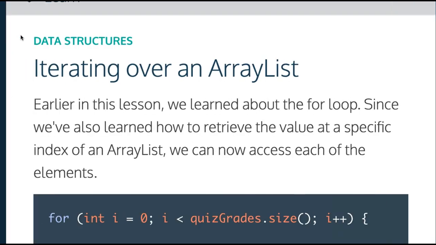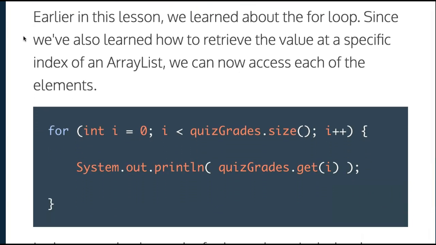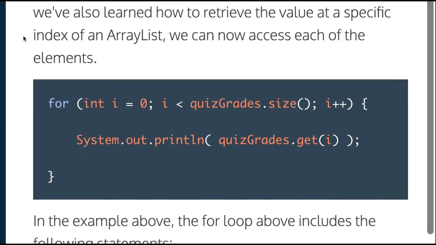We're in the data structures section lesson, iterating over an array list. Earlier in this lesson, we learned about the for loop. Since we've also learned how to retrieve the value at a specific index of an array list, we can now access each of the elements.